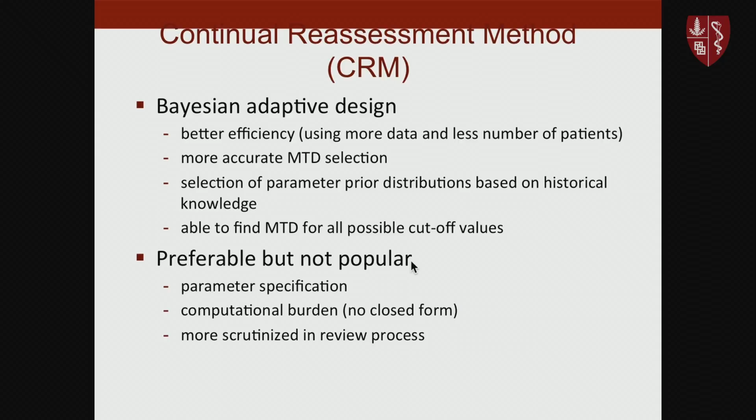One difficulty is the parameters to specify. As I explained earlier, in the power model you have to specify your constant before the power function, which is hard to explain. And also the computational burden, which in the old days was a problem, but now it's less because software is much easier to get. And the other real concern is the review committee. The product review committee may not understand it, and you get more scrutinized.